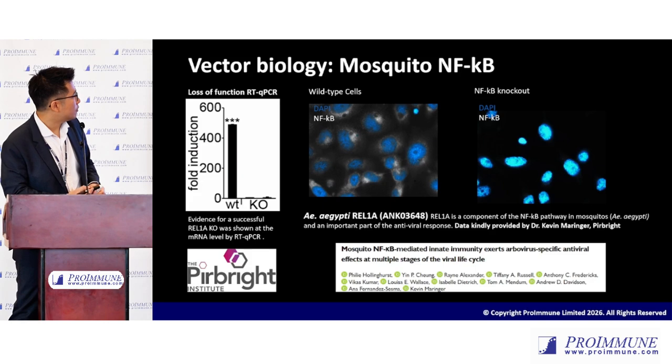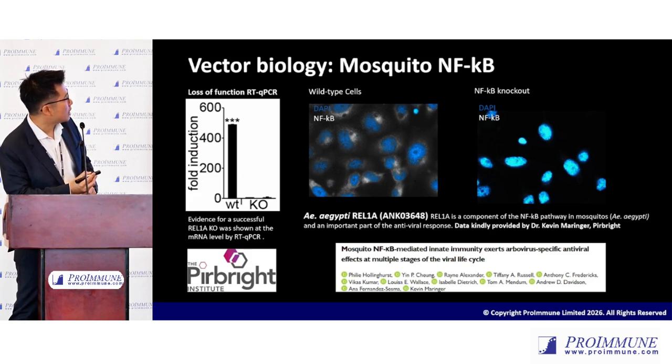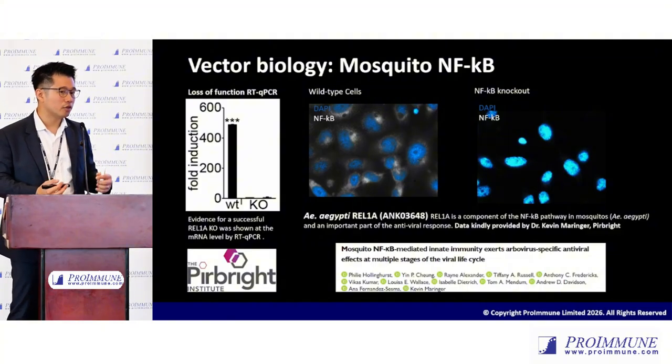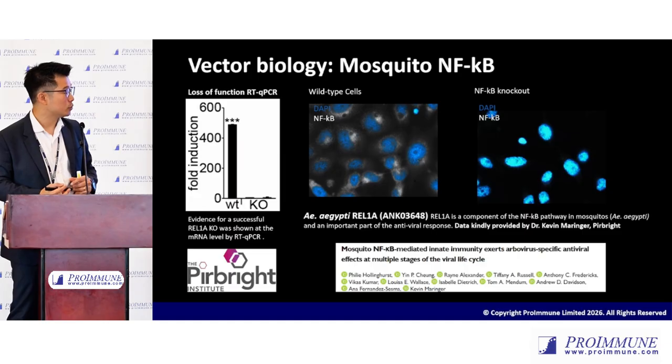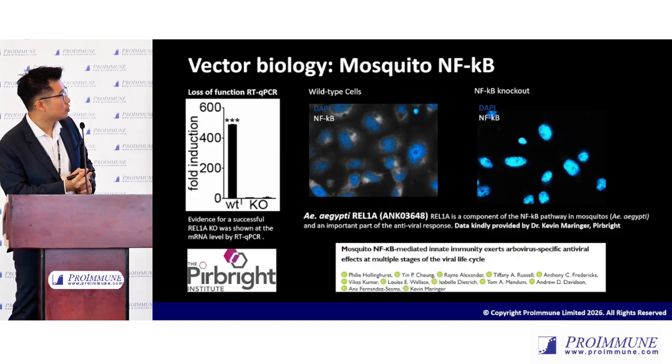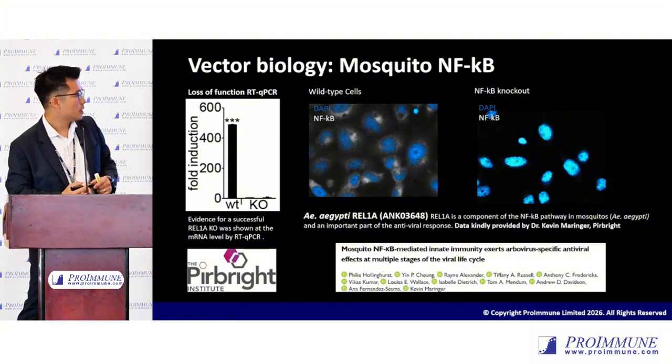You can see from here that these are the wild type cells, and the white staining here is the Ankyrons staining onto the NF-kappa B. They wanted to show whether or not it is specific to the NF-kappa B. So they performed a knockout experiment, and you can see that it's nice and clean, there isn't any NF-kappa B, and this was then published as a paper.